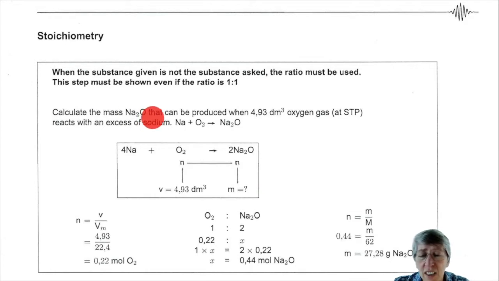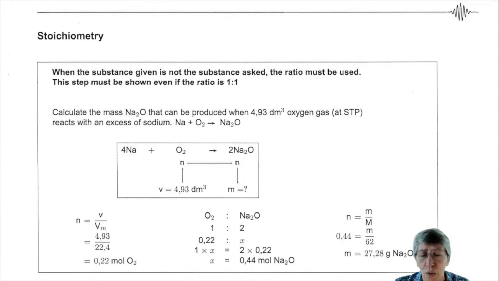Now here they ask us to calculate the mass that can be produced when 4,93 cubic decimeters of oxygen gas at standard temperature reacts with an excess of sodium. So I know I've got a volume there of the oxygen of 4,93. They're very nice to us. They give us standard temperature and pressure. So it will be easy to convert that to moles. And then you need to go from moles of oxygen to moles of sodium oxide. So first we start with the volume of that oxygen and we convert the volume of the oxygen to moles.